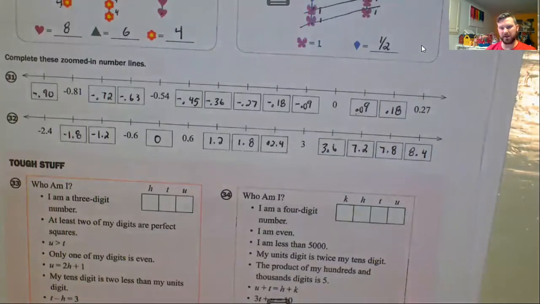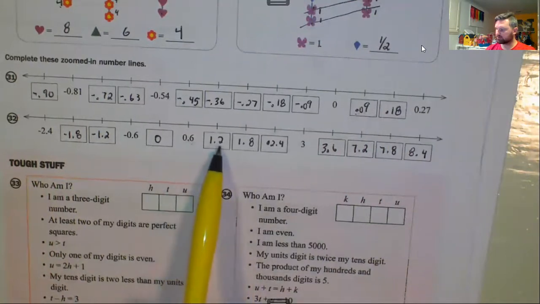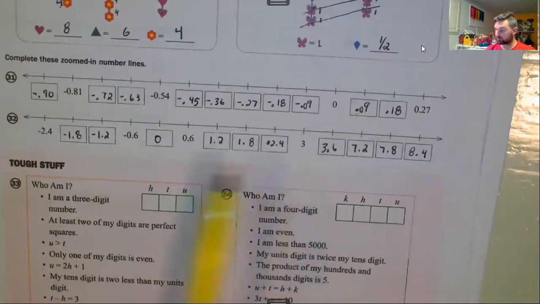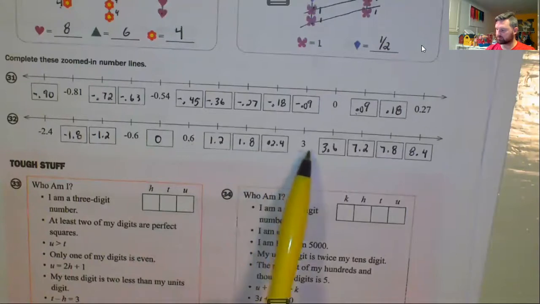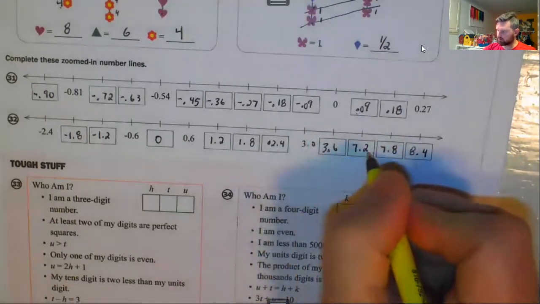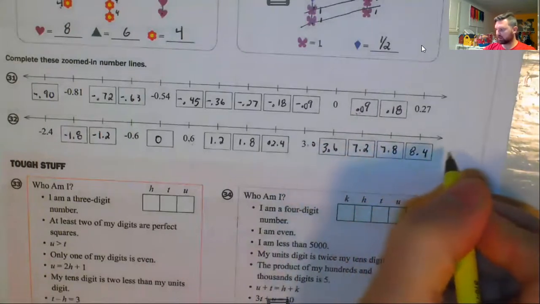And you may notice a pattern here with your numbers: 6, 2, 8, 4, 0. Sorry, we start at 0, 6, 2, 8, 4, 0, because that's 3.0. 6, 2, 8, 4. The next one would be 0.